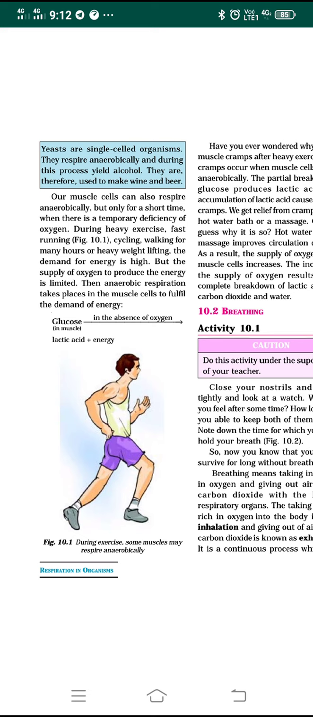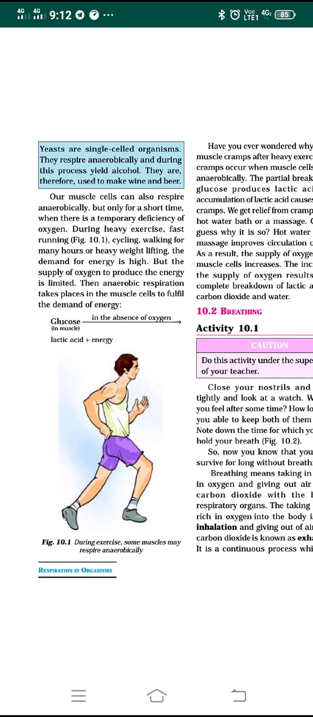When there is a temporary deficiency of oxygen during heavy exercise, you might have noticed this. Whenever you do heavy exercise or heavy running, suppose you are preparing for a sports competition, running competition or any gym activity, at that time there is a temporary deficiency of oxygen. If you are doing fast running, look at figure 11.1. Some muscles may respire anaerobically in that case.